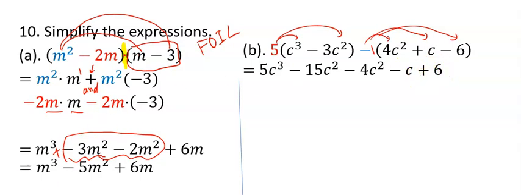After we finish multiplication, we look for like terms to combine. So we have these two, they're like terms, both c squared. And -15 minus 4 is -19. And now we don't see any like terms, so that's when we can stop.